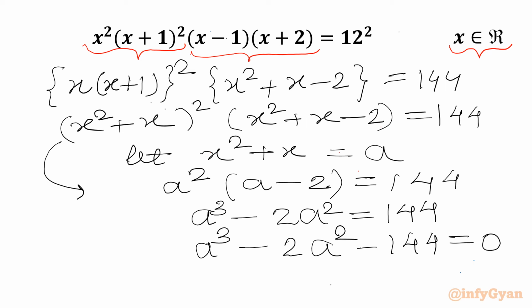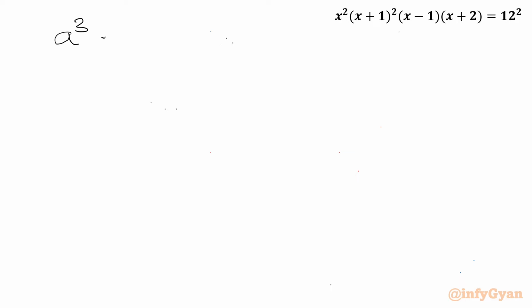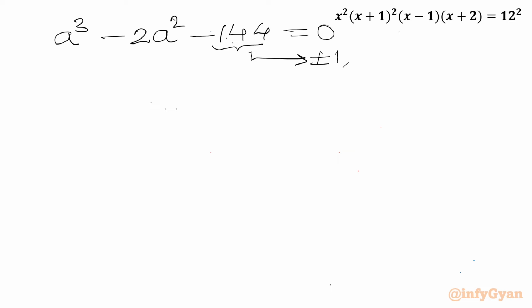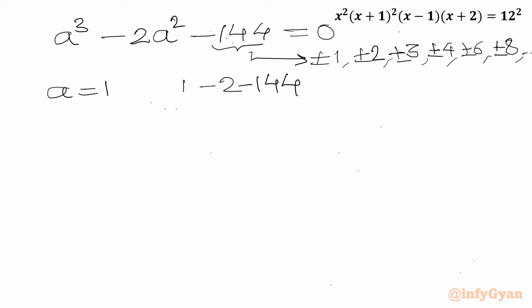Now this is one cubic equation, so we can use rational root theorem and long division method. So I can write our equation a cube minus 2a square minus 144 equal to 0. Let's write the factors of 144. I can write plus minus 1, plus minus 2, plus minus 3, plus minus 4, plus minus 6, plus minus 8, and so on. Let's plug in a equal to 1. Will it satisfy? 1 minus 2 minus 144. No, it won't. A equal to negative 1. So I will write minus 1, minus 2, minus 144. It won't. So once if I will apply a negative, it won't satisfy. So let us consider only plus values.